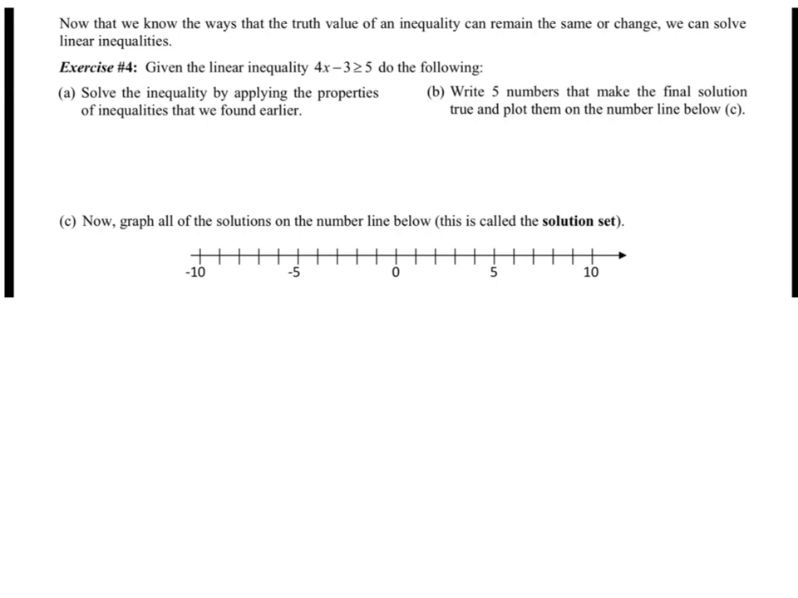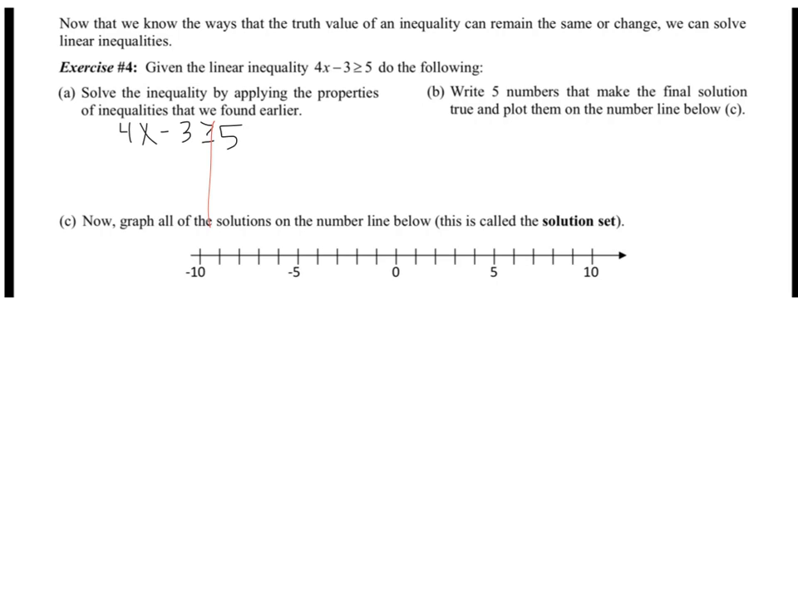Now that we know the ways that the truth value of an inequality can remain the same or change, we can solve linear inequalities. So we have this linear inequality, 4x minus 3 is more than or equal to 5. So we have our original inequality, 4x minus 3 is more than or equal to 5. So we're going to do the same thing that we always do. We draw our line. We do the opposite of what happens. So think about what's happening to x. First, it's multiplied by 4. Second, it subtracts 3.